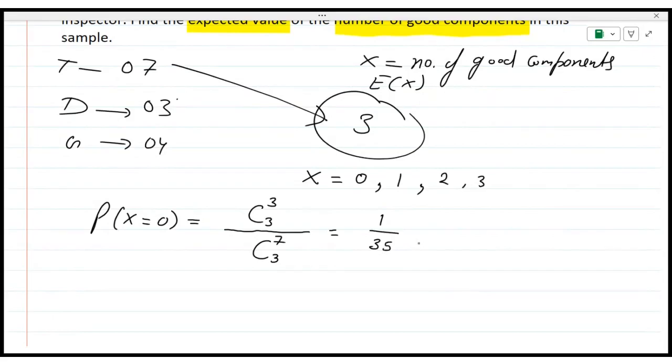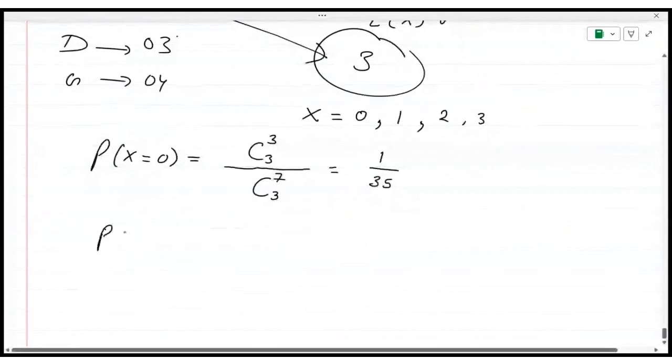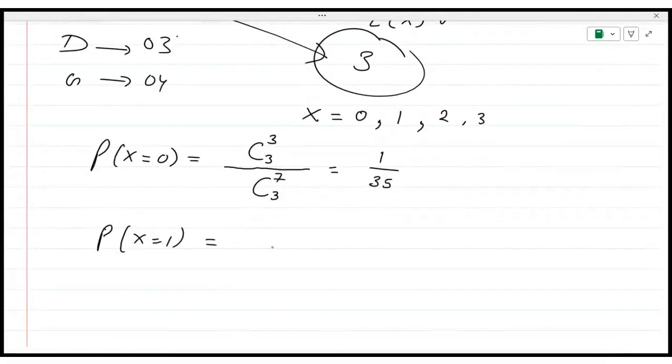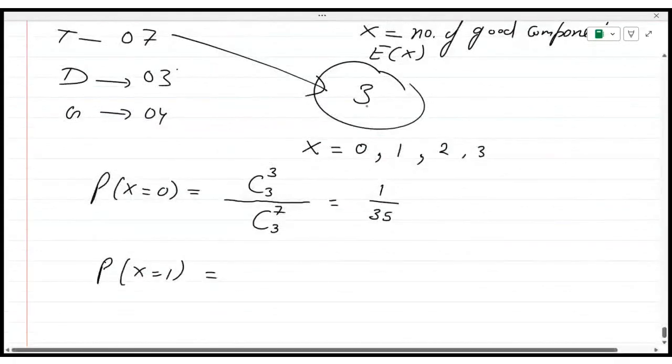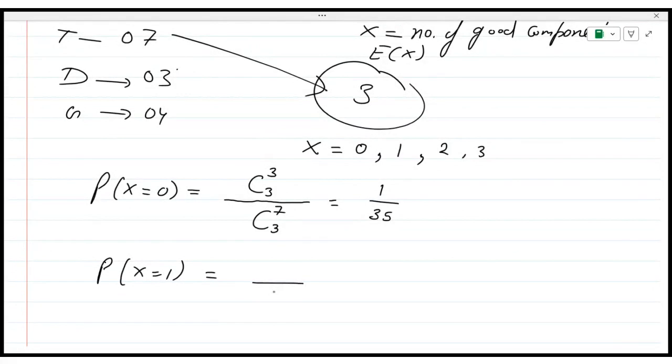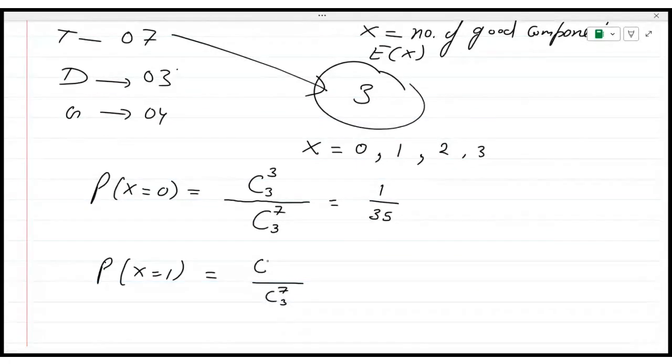Okay, now we will find what are the chances of getting one good component out of these 3 that the inspector has selected. So if 1 is good, it means 2 will be defective. 1 good, 2 defective, only then it will be 3, right? Now first of all, total number of ways of selecting 3 components out of 7 is 7C3. Now what we want is one good component. So how many good components are there? Total 4 are good components.